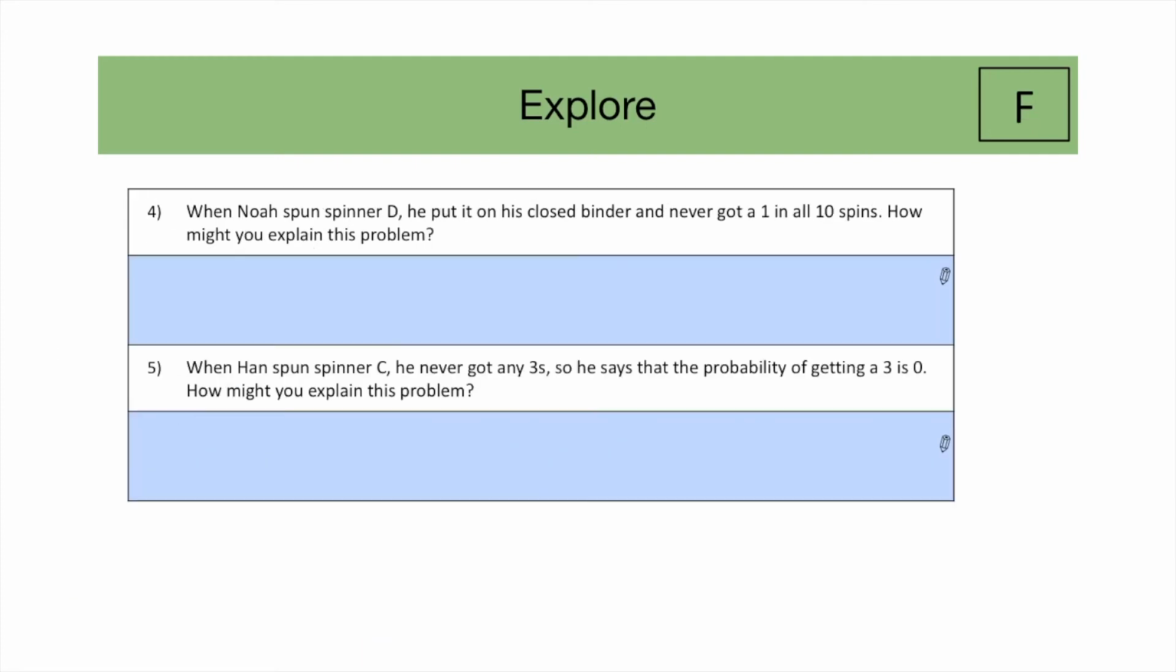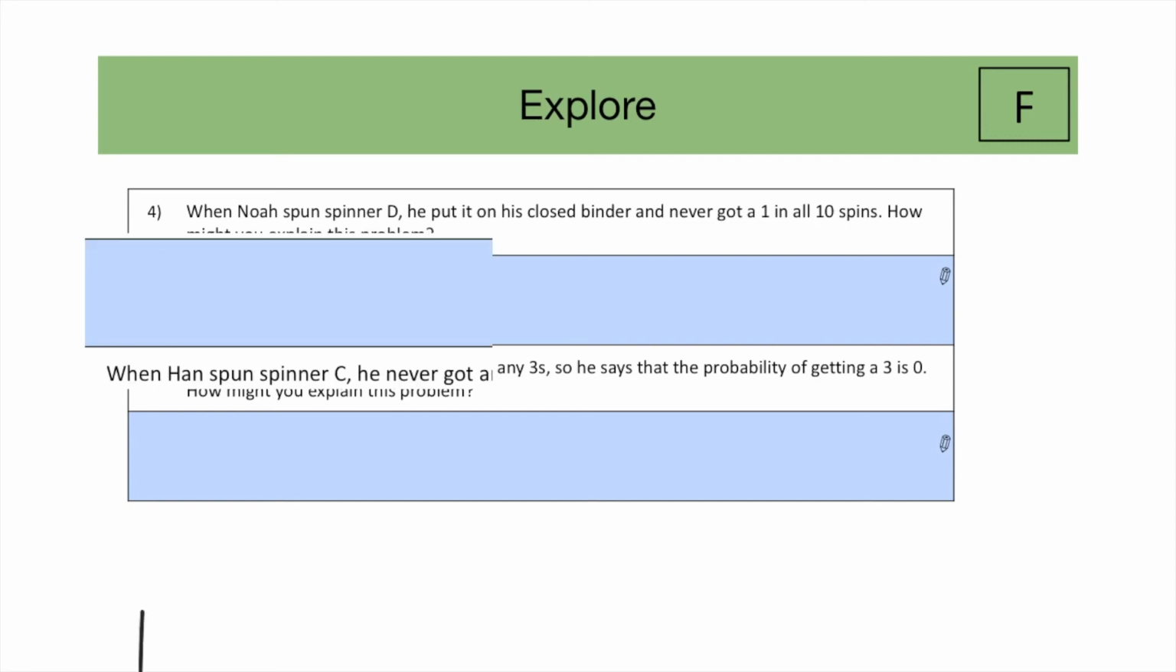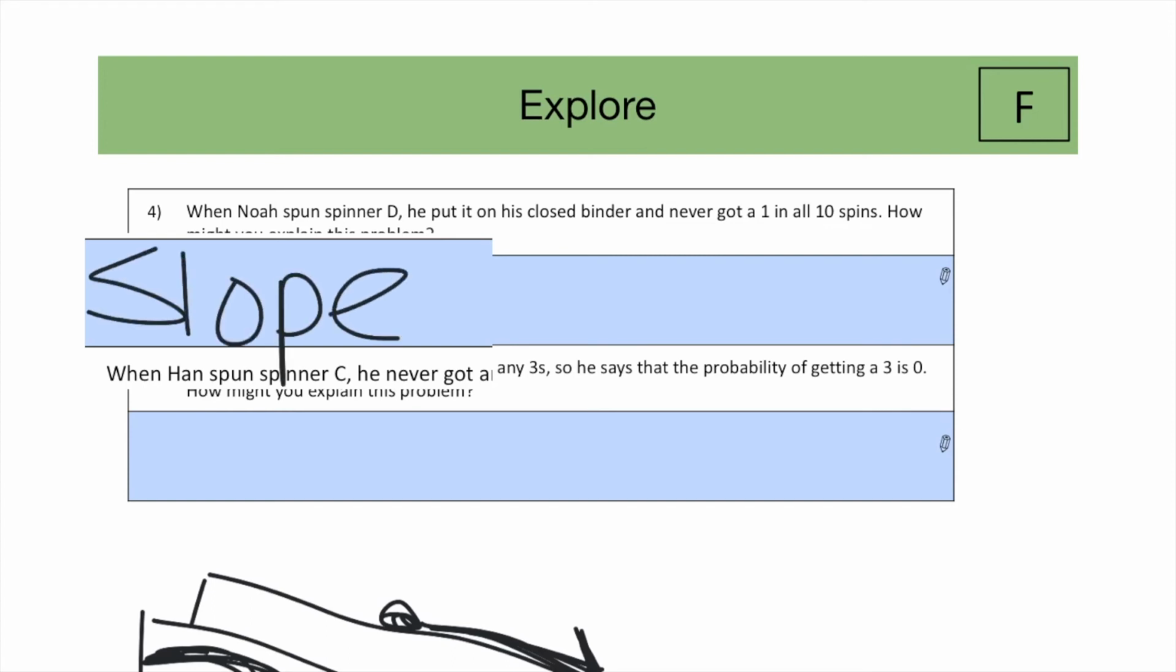When Noah spun spinner D, he put it on his closed binder and he never got a 1 in all 10 spins. How might you explain this problem? Students may need a drawing or an image of what a binder looks like. And so when they put the spinner on here, the spinner would have been sloped, and so as a result, gravity may have pulled the spinner so that a 1 would not show up ever.